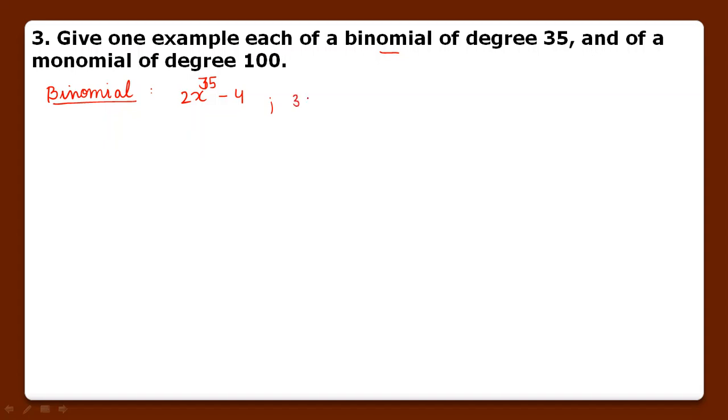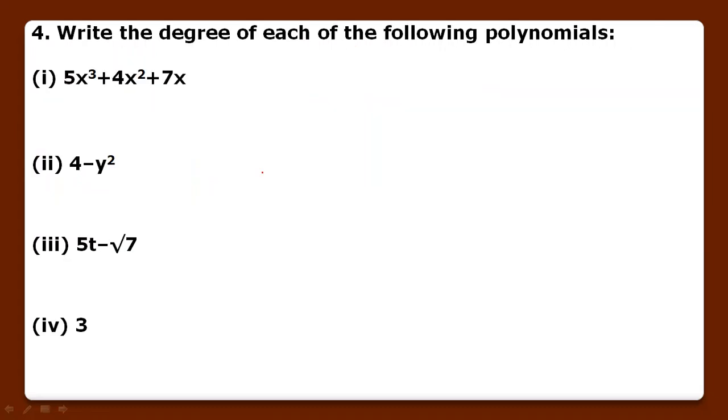Suppose 3x raised to the power 35 minus 4x square in this way. Then only two terms are there and the highest power of x is 35. Now we'll give an example of a monomial. That is also very easy. Monomial, a single term. We can give example, suppose root 2 y raised to the power 100, or any other coefficient, simply 1 as a coefficient or minus as a coefficient, whatever we think ourselves to be justified. These are the examples.